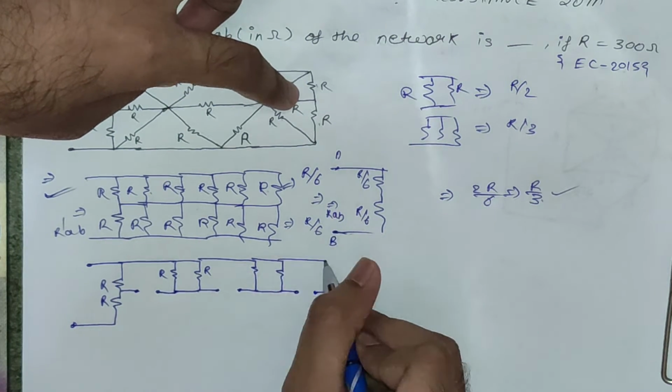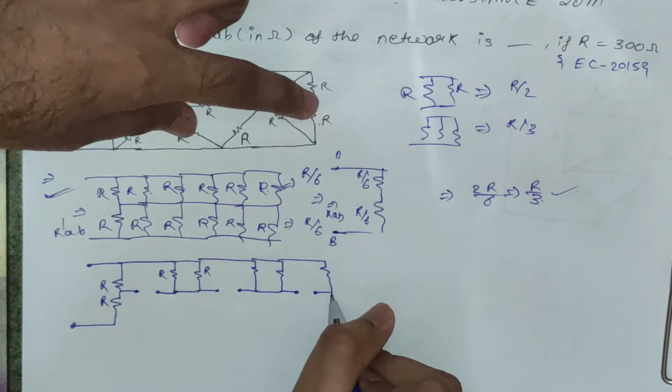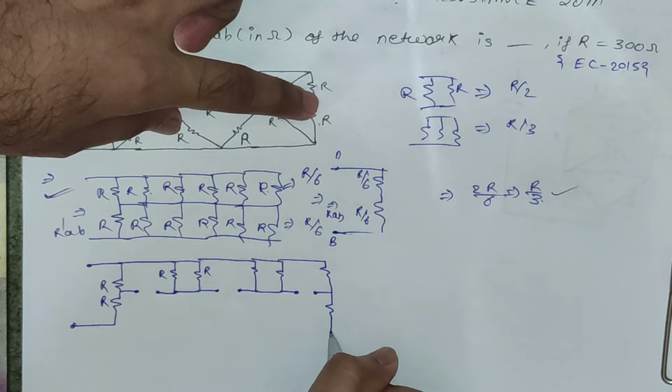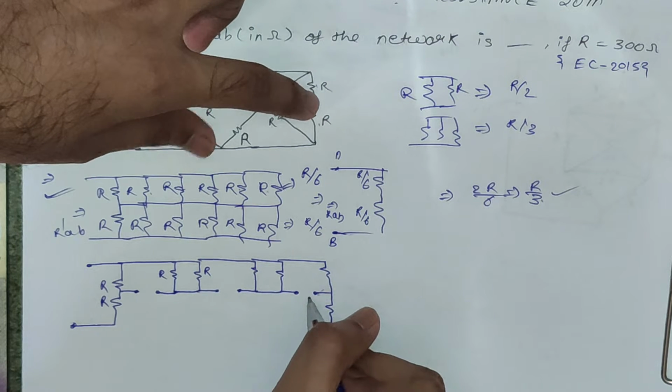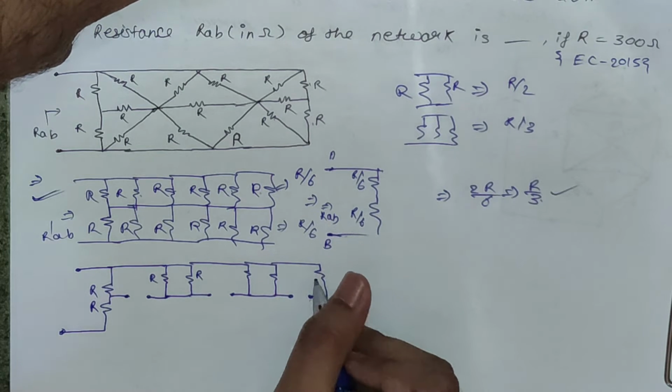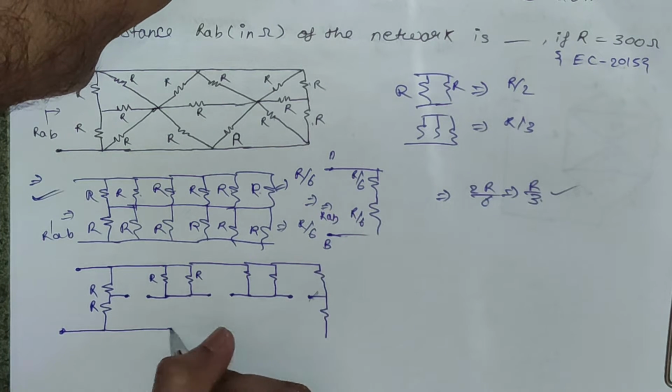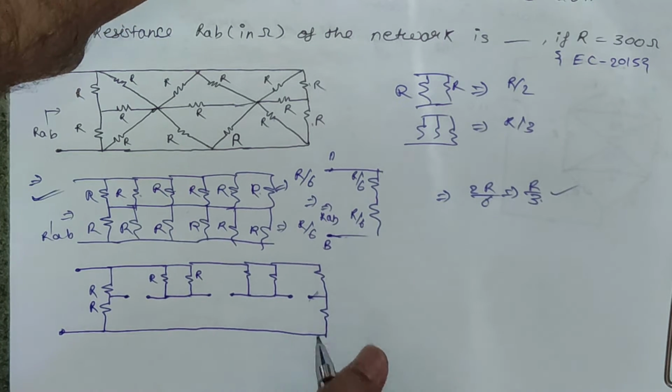We have opened this one and we have R here. This R is in series with this one. I'm saying it is in series because there is no division of current, right? So we can say these two resistances are in series. Now let's draw completely.